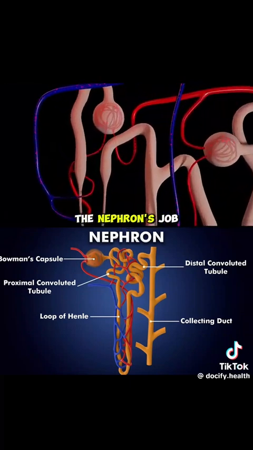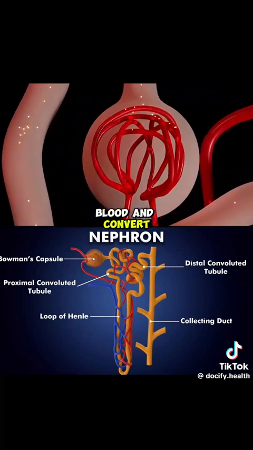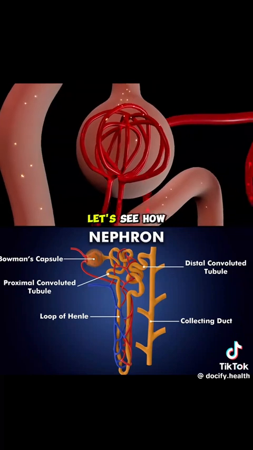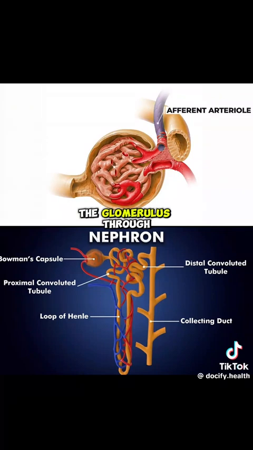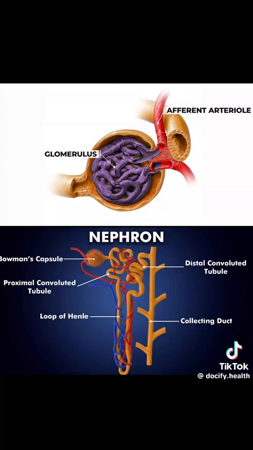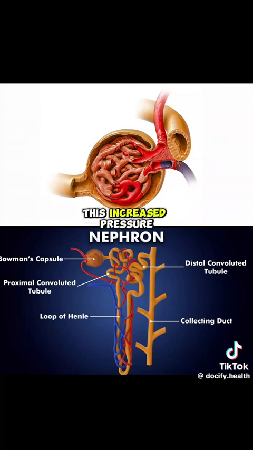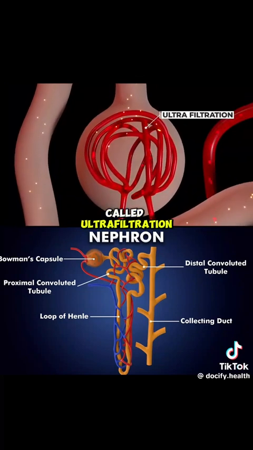As we know, the nephron's job is to filter blood and convert waste materials into urine. Let's see how nephrons perform this function. When blood enters the glomerulus through the afferent arteriole, the blood pressure in the glomerulus becomes very high. This happens because the efferent arteriole is narrower, causing the blood to have difficulty leaving at the same rate it entered, increasing the pressure. This increased pressure helps waste materials and some essential nutrients to move from the capillaries into the Bowman's capsule's lumen. This process is called ultrafiltration.